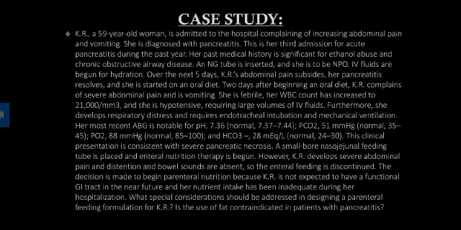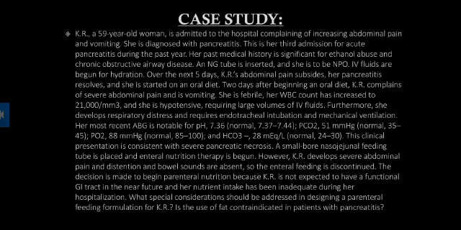Case study. A 59-year-old woman is admitted to the hospital complaining of increased abdominal pain and vomiting. She is diagnosed with pancreatitis. This is her third admission for acute pancreatitis during the past year. Her past medical history is significant for ethanol abuse and chronic obstructive airway disease. An NG tube is inserted and she is to be NPO. IV fluids are begun for hydration.